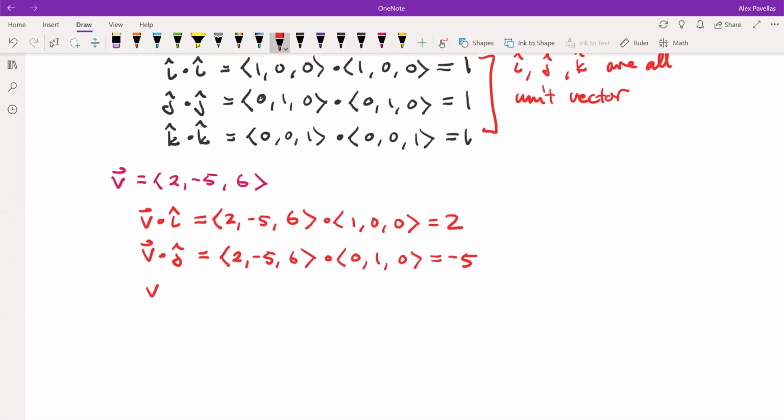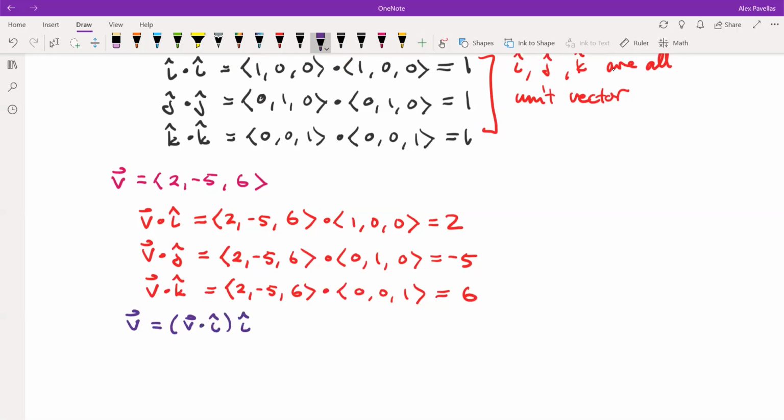And then v dot k is our vector (2, -5, 6) dotted with (0, 0, 1). That would be 0 plus 0 plus 6 times 1, so 6. And that gets us the z component of the vector. So according to our theorem, v should be the same thing as v dot i times i plus v dot j times j plus v dot k times k. Since we did all of these dot products, we get v is in fact 2 times i minus 5 times j, and then plus 6 times k.